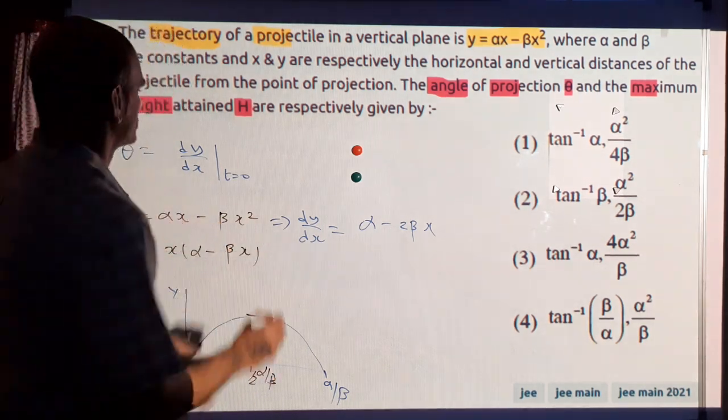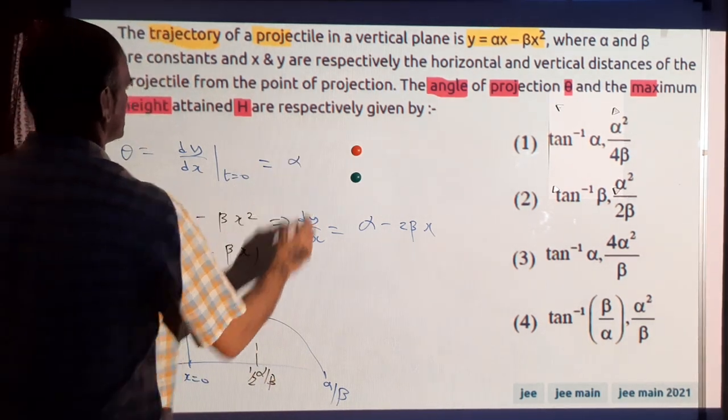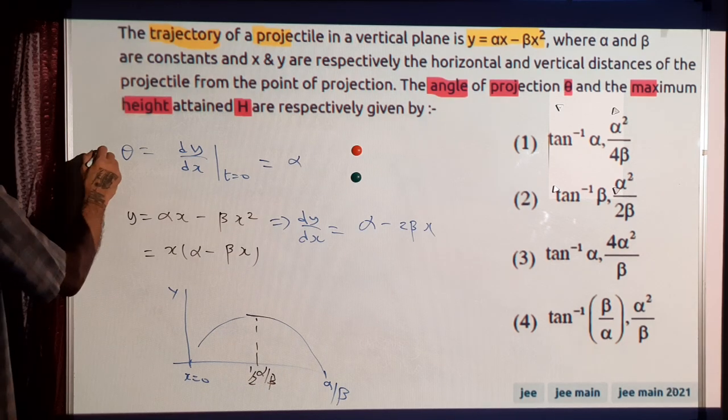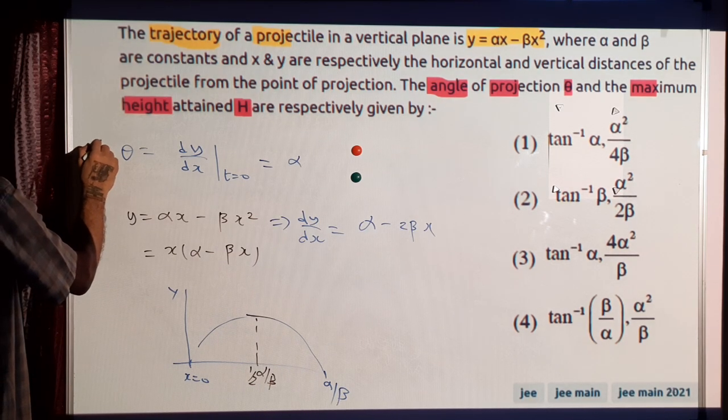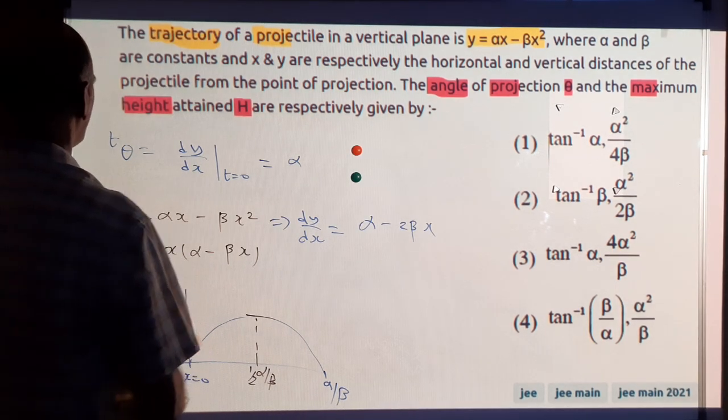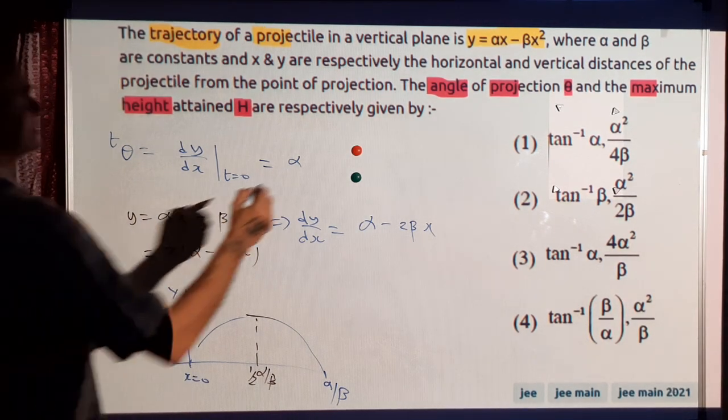So for theta, you have to put t equal to 0. At t equal to 0, x is 0. So this is alpha. This is actually tan theta. Okay, so theta is tan inverse alpha.